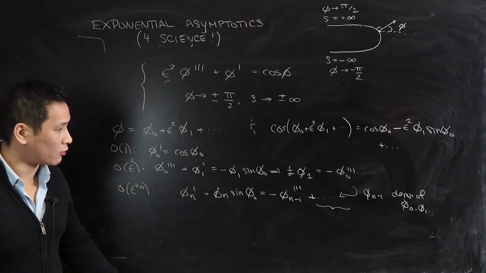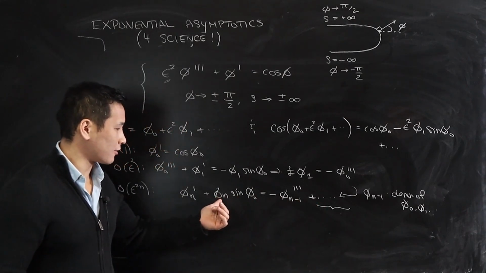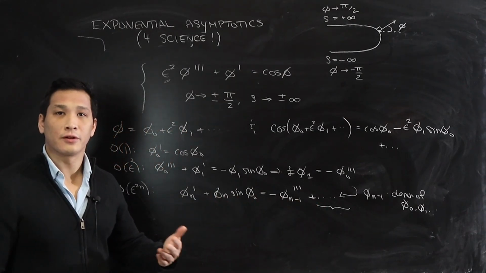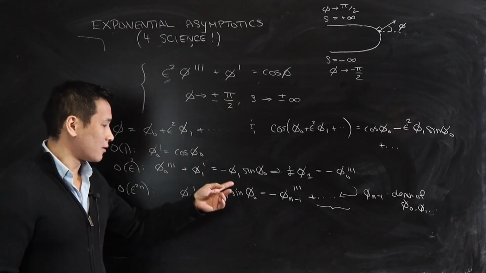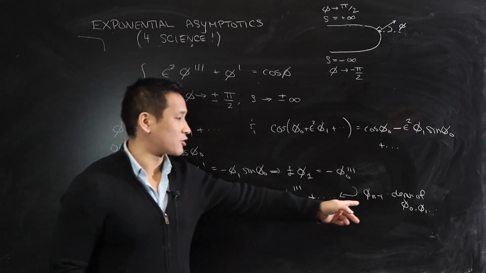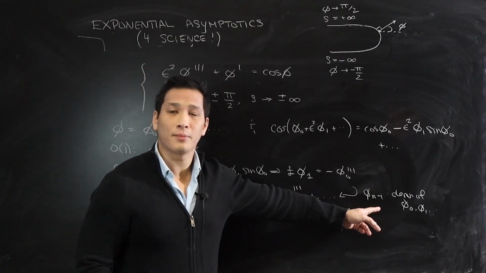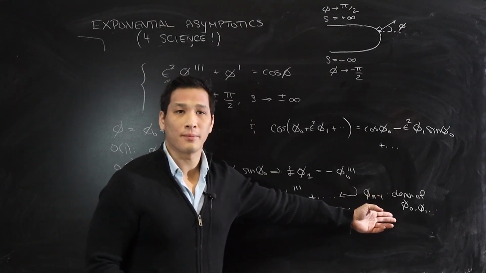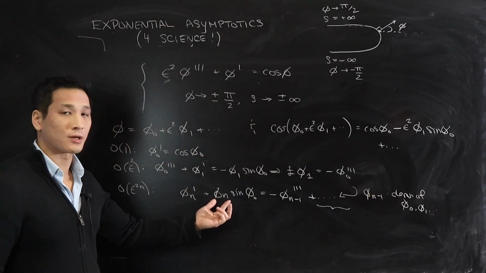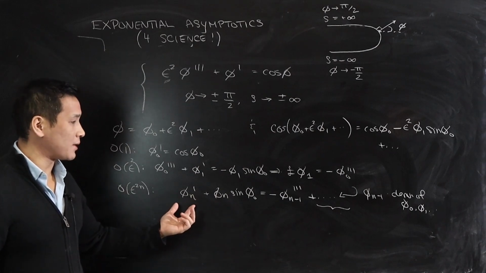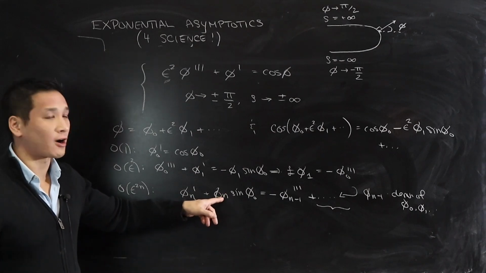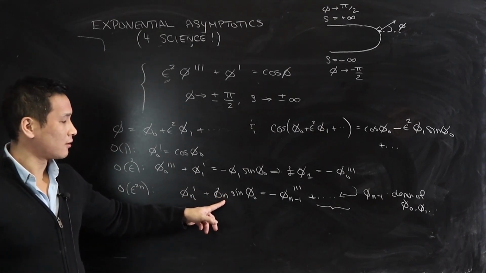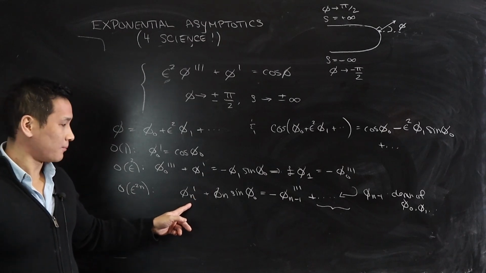The reason why you only need to keep this phi n here is because of the divergence. So as n goes to infinity, this phi n will be much larger than phi n minus 1, which will be much larger than phi n minus 2, etc. So it turns out you only need this one here. You also need to keep any terms which have a high index n and have a derivative in them.